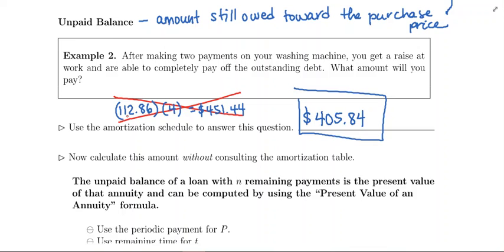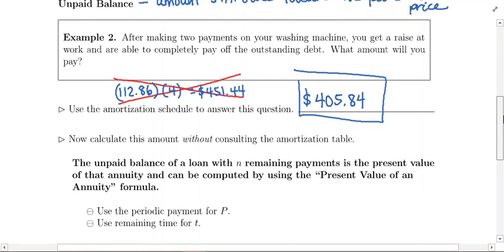All right, you saw how tedious it was to build an amortization schedule. If you're trying to figure out your unpaid balance, if you want to pay something off early, it would be really tedious to have to build an amortization schedule to figure that out. So luckily, you can do it with a formula. Let's talk about how we would have come up with $405.84 as the amount still owed, without using our amortization schedule.